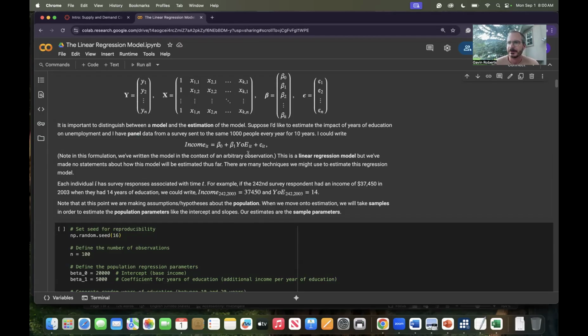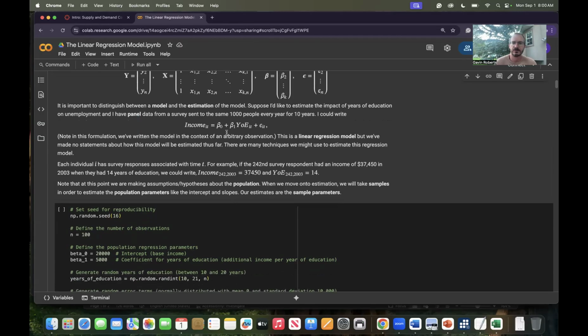So I don't know why I made up new numbers when I said it, but 1,000 people every year for 10 years, same thing. So that's a simple linear regression model we might look at. It's a simple linear regression because there's only one independent variable.